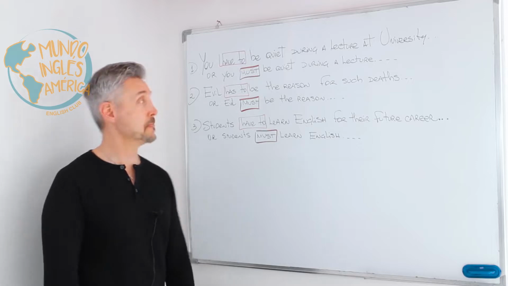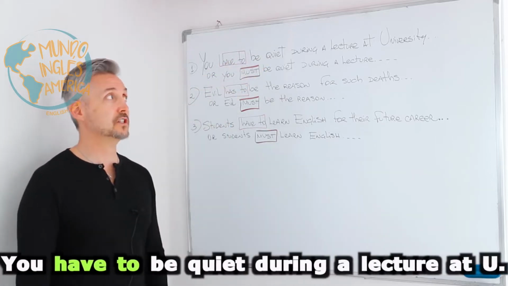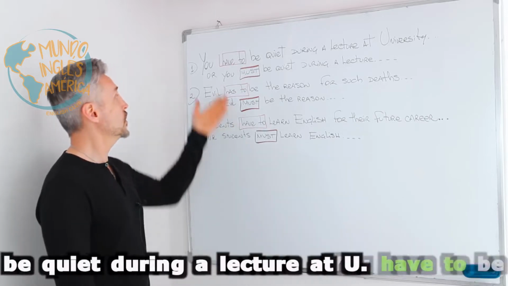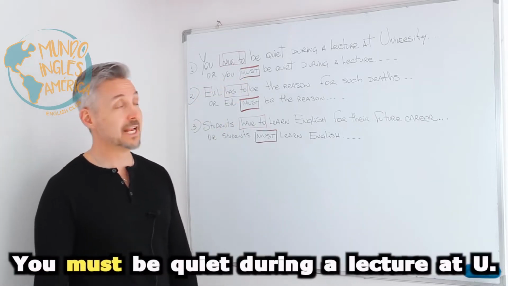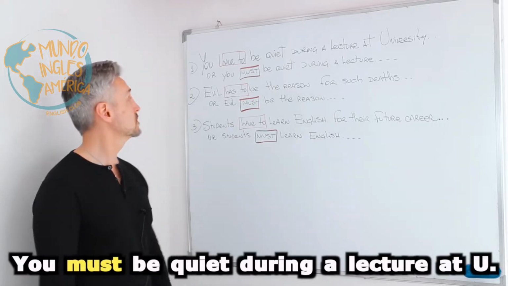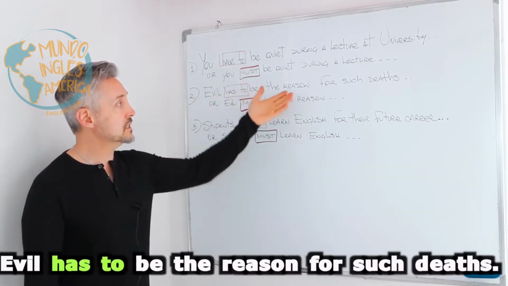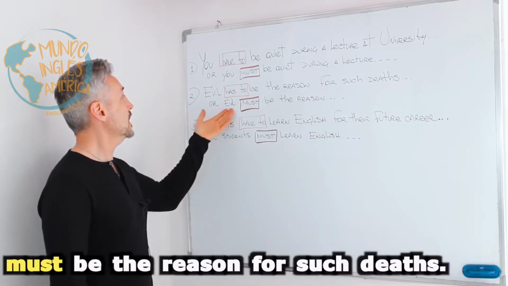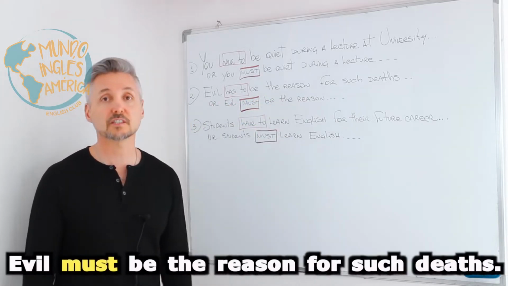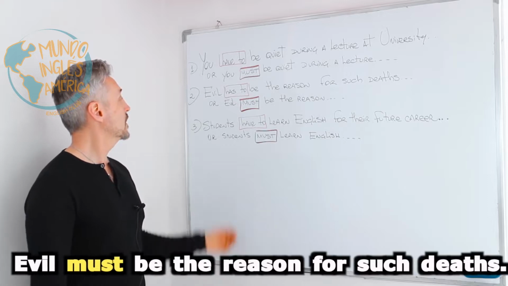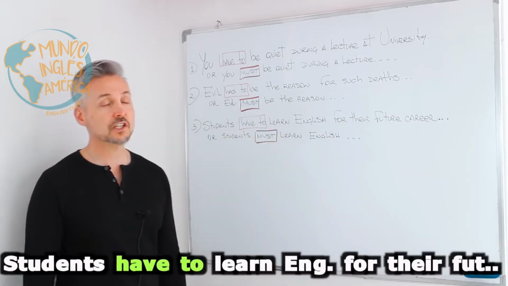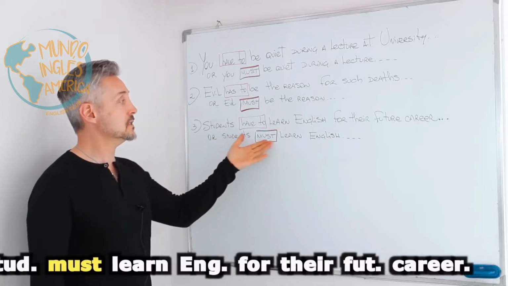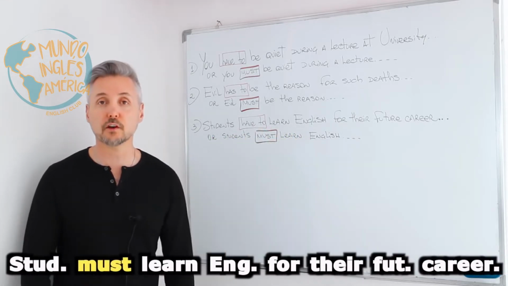You have to be quiet during a lecture at university. Or you must be quiet during a lecture at university. Evil has to be the reason for such deaths. Or evil must be the reason for such deaths. Students have to learn English for their future career, or students must learn English for their future career.